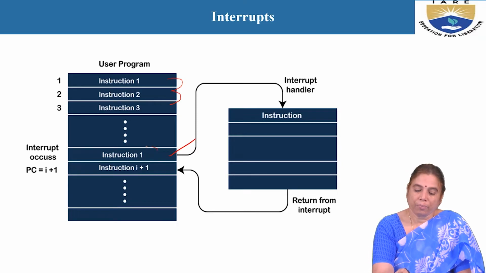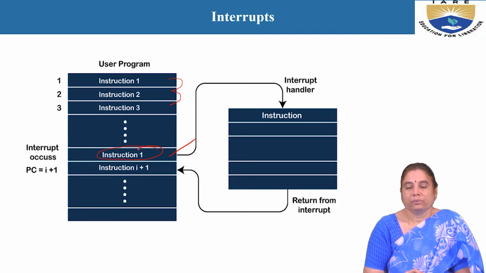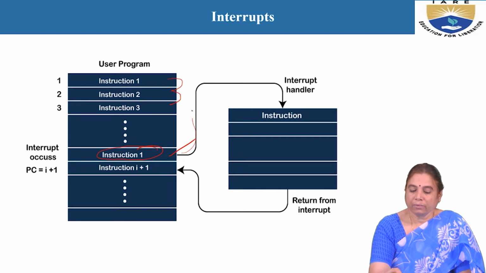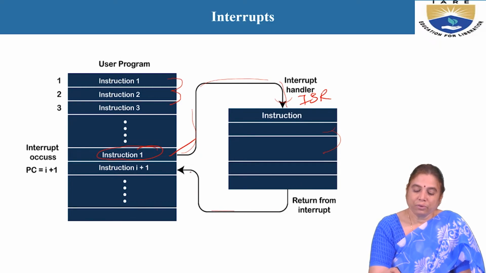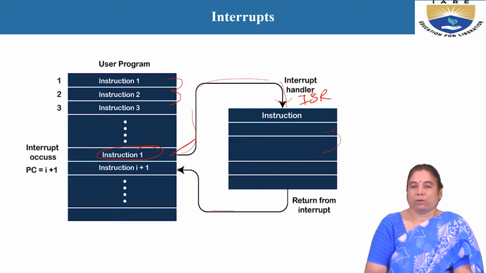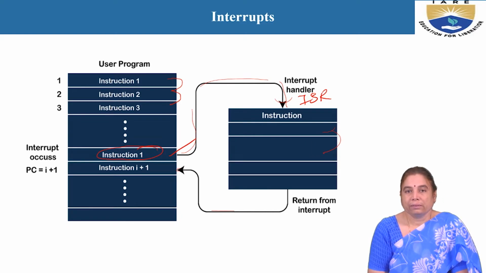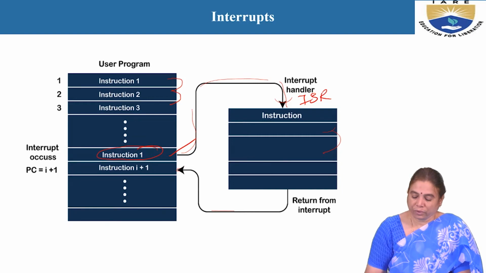It has to stop the current instruction execution and transfer control to the interrupt handler, the interrupt service routine, and that service is provided by executing the program at the ISR. After completion of the interrupt service routine, it has to return to the next instruction and resume the execution of the user program. In this way, the interrupts can be executed.